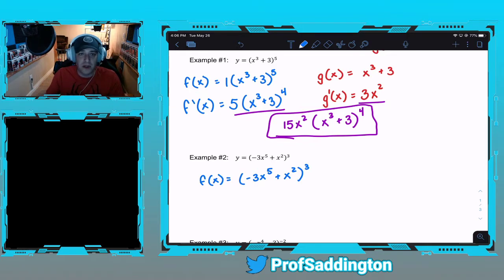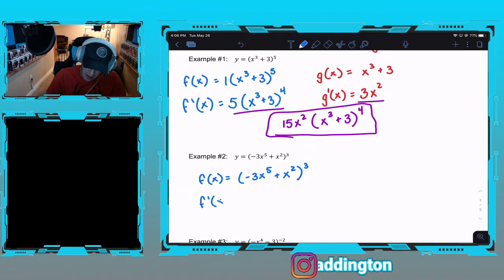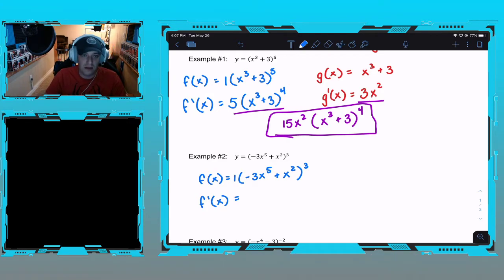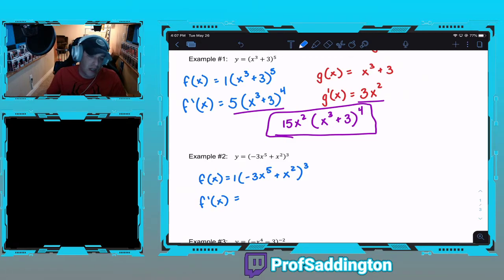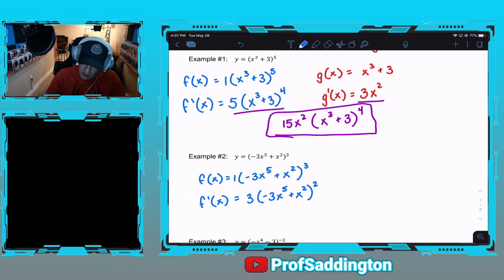And now I'm going to find the derivative of that. I'm only doing the derivative of the outside exponent because the f of x is outside. So when I go to do the derivative of this, I just want to bring the 3 out front. Again, the number out front is just 1. So I'm going to bring the 3 out front, so I'm going to have 3 times negative 3x to the 5th plus x squared, and I'm going to be left with a 2.